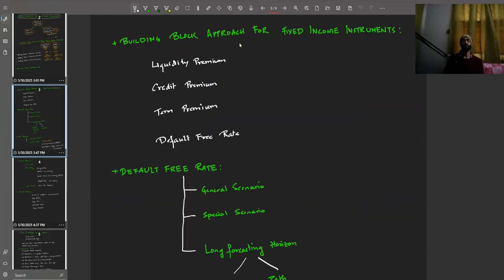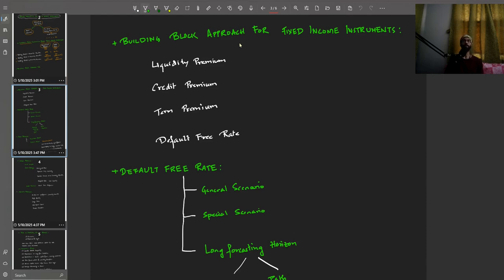The building block approach for fixed income instruments. So building block, as the name suggests, you are basically building a first block, then on it you are building the second block, then on it you are building a third block, and so on. And in this approach, you actually have 4 levels.